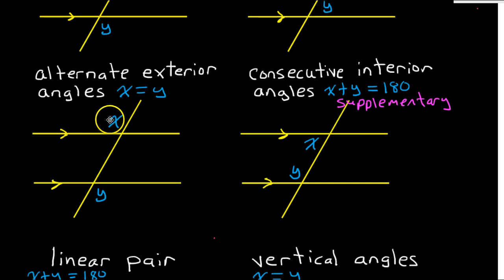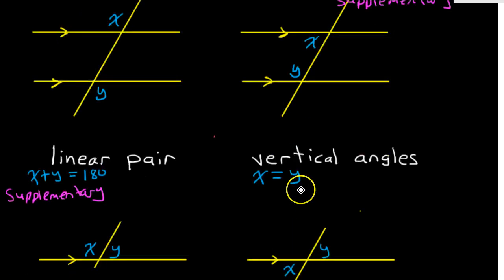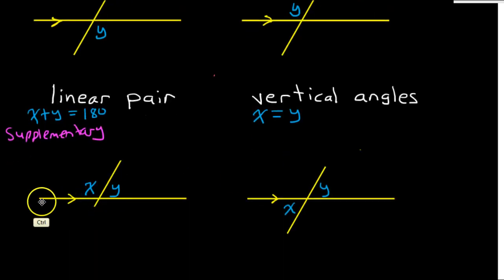Angles like these are alternate exterior angles. They are congruent when lines are parallel. And angles like these are consecutive interior angles. They are supplementary if the lines are parallel. They add up to 180. In addition to that, we have a couple more.